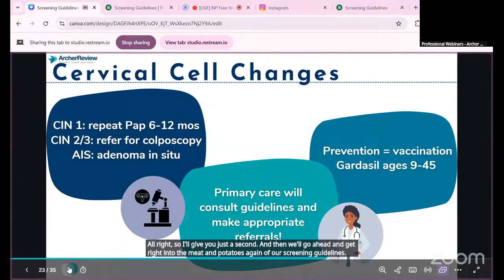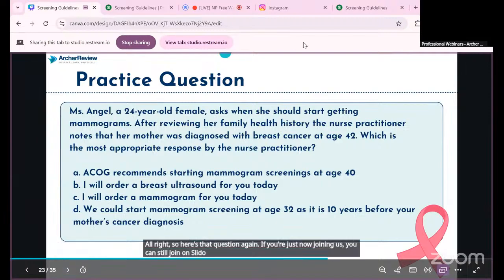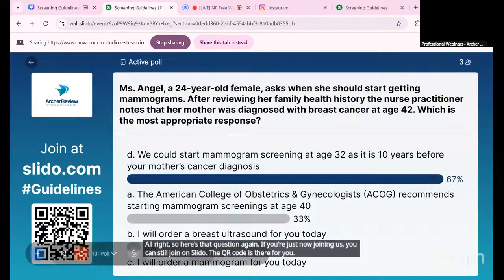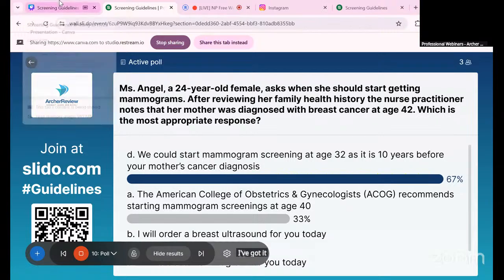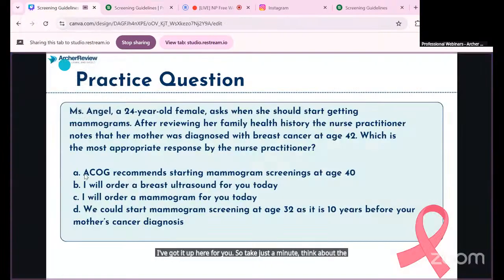All right, so here's that question again. If you're just now joining us, you can still join on Slido. The QR code's there for you. I've got it up here for you. So take just a minute, think about the question again.